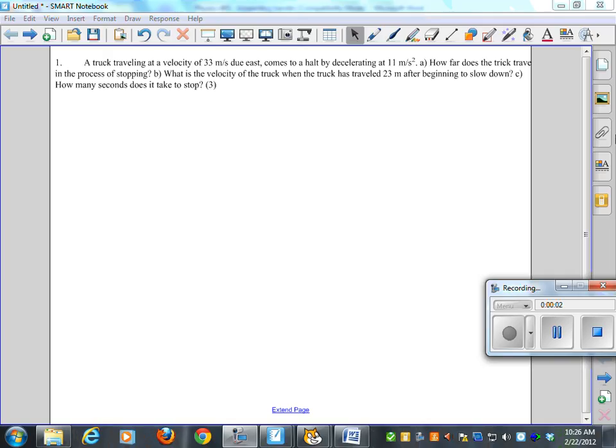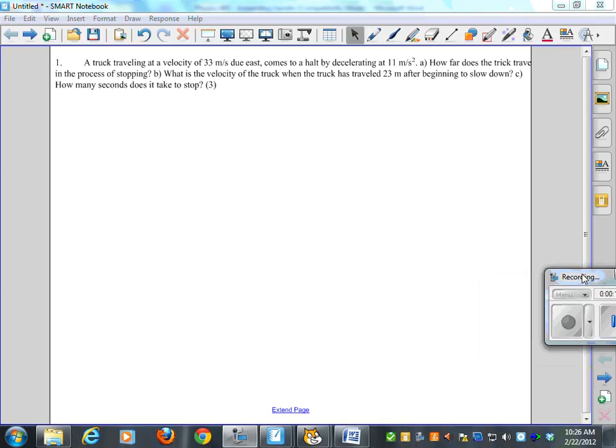Okay, so we'll have a look at these quiz questions from the other day that I finally marked, and let's just go through these. A truck traveling at a velocity of 33 meters per second due east comes to a halt by decelerating at 11 meters per second squared. How far does the truck travel in the process of stopping? What is the velocity of the truck when the truck has traveled 23 meters after beginning to slow down? And how many seconds does it take to stop?